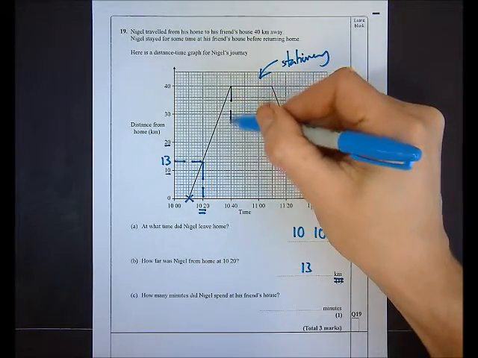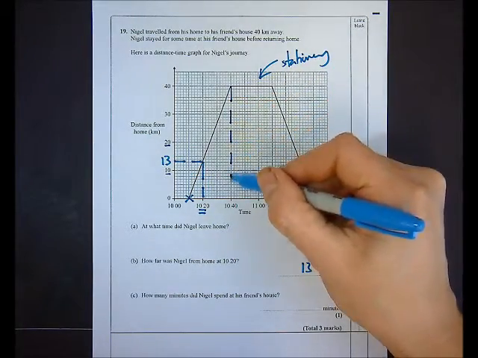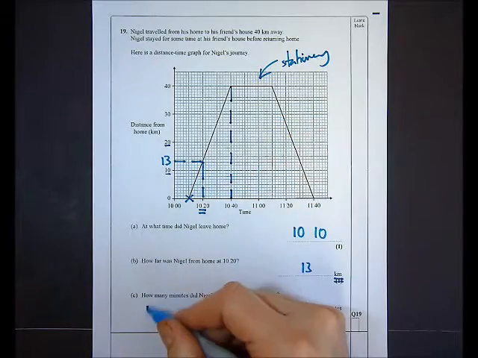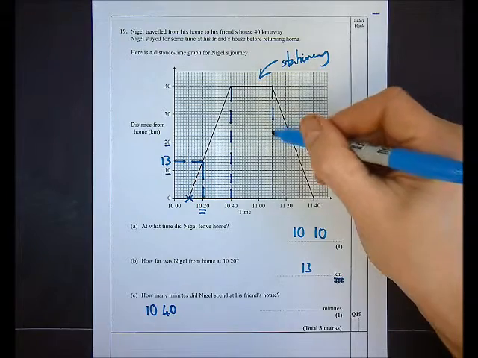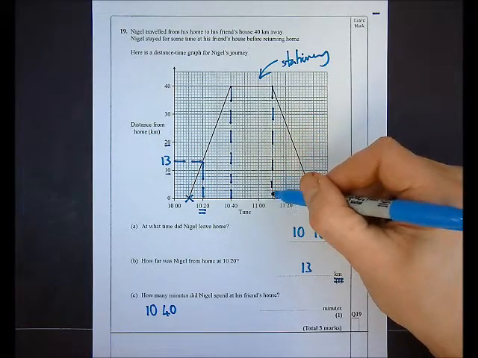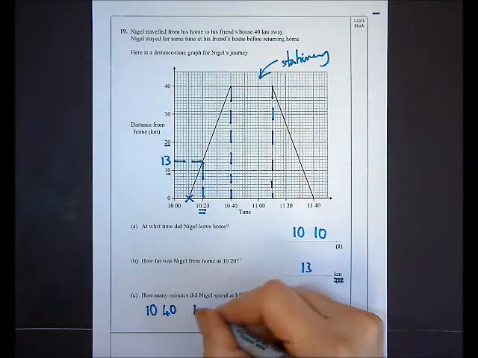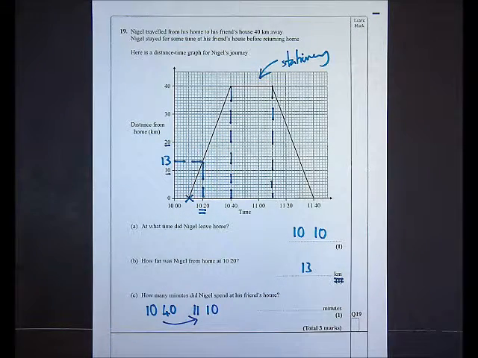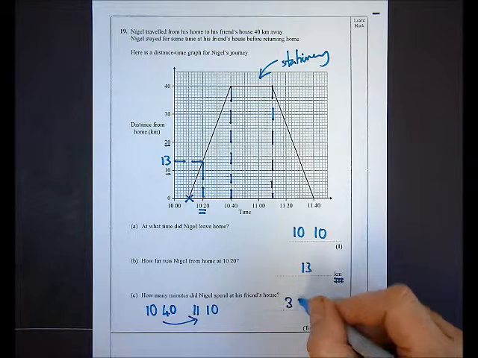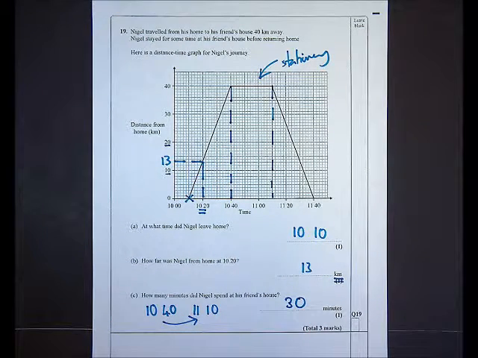So we need to work out how long he was there. So coming down from here, you can see that he arrived there at 10:40, and that he left there and started moving again at 11:10. So it's just a case of working out the distance from there to there in terms of minutes, and I can see that that is 30 minutes. So he's at his friend's house for 30 minutes.